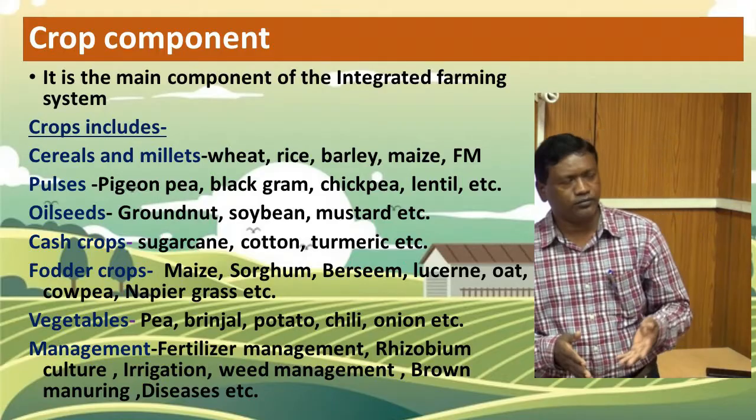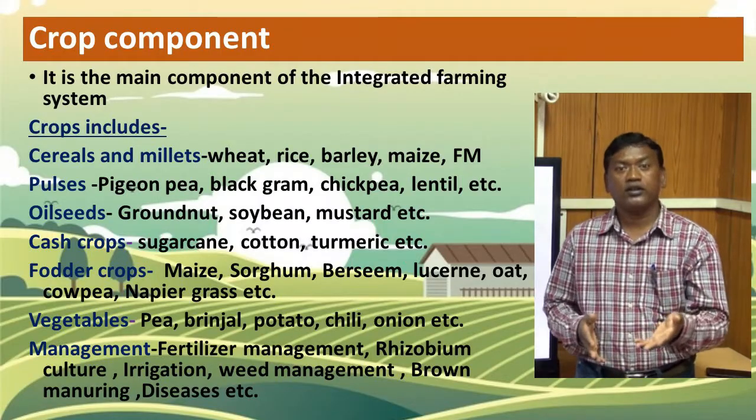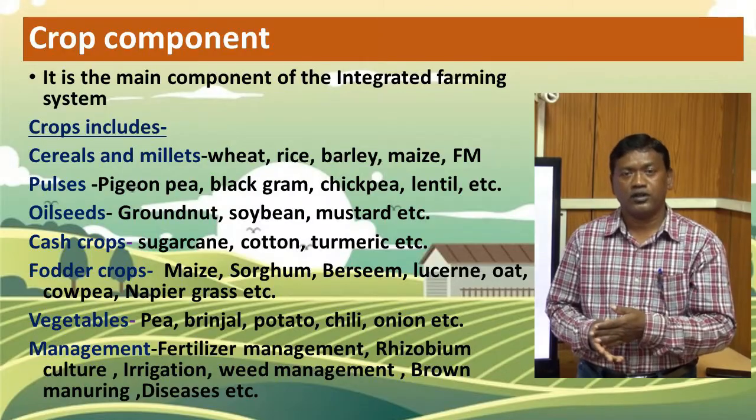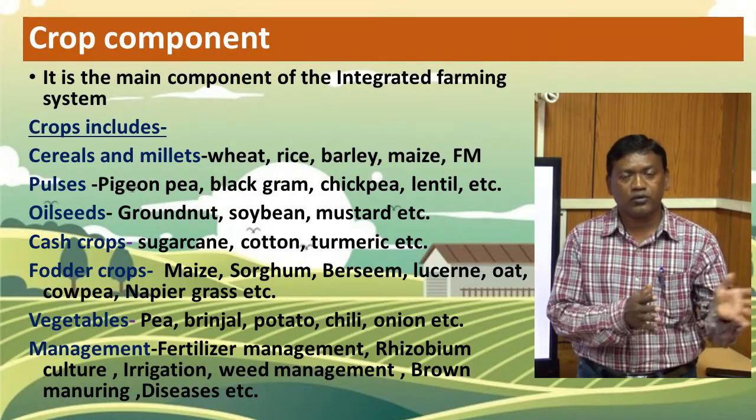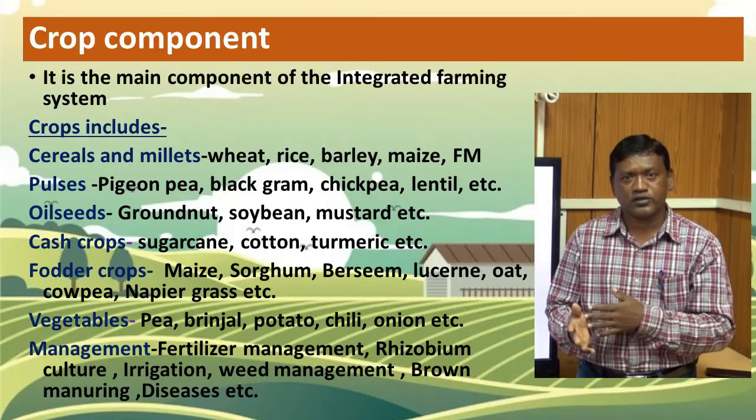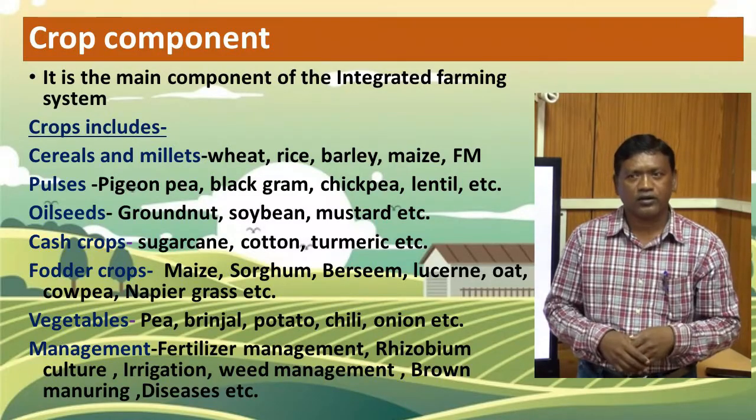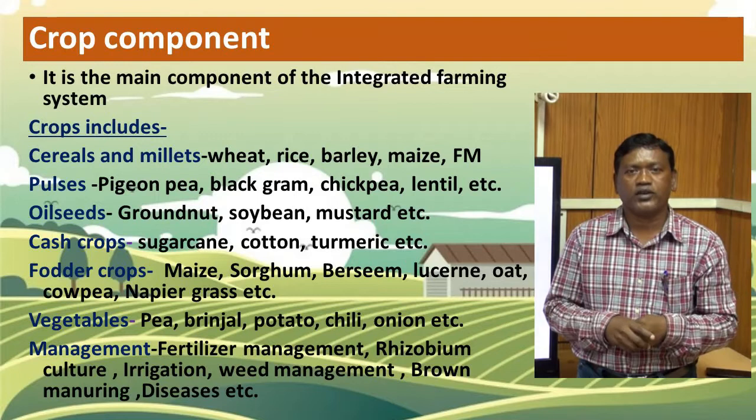And next, you should incorporate pulse crops in the systems, because if you incorporate a pulse crop in the system, it automatically fixes atmospheric nitrogen and increases your soil fertility status.